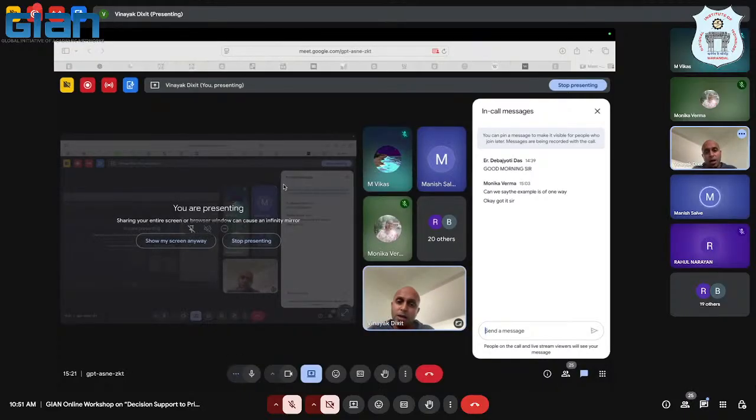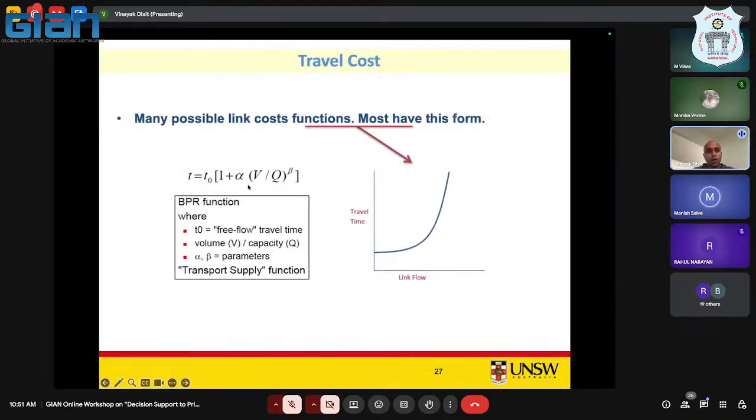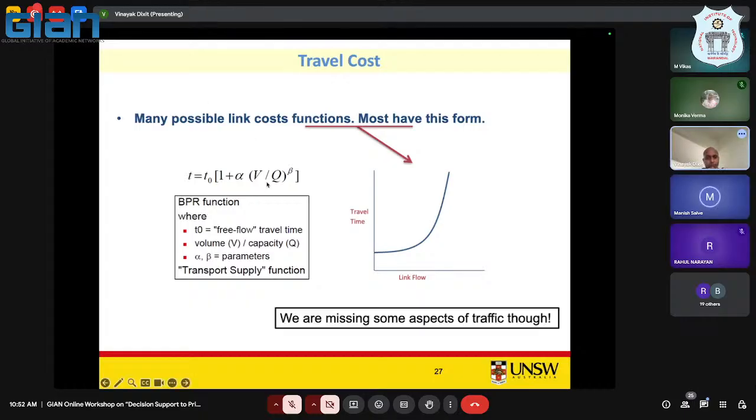These volumes are not assumed. These are solved for. We solve for volumes. This equation is assumed. We will have a parameter q, a parameter alpha and parameter beta, which are calibrated, which are assumed. But then we solve for volumes.